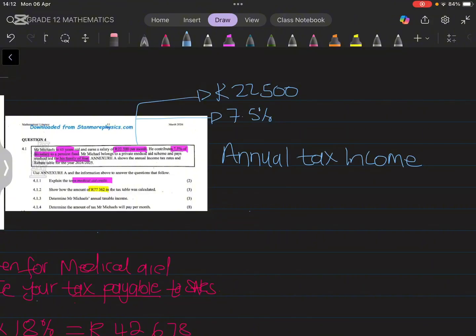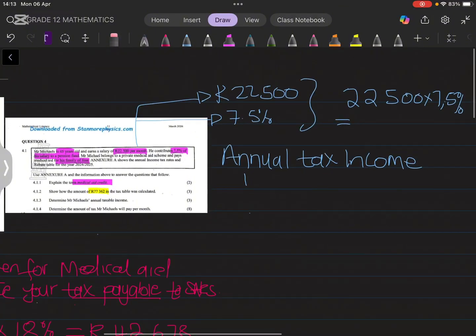Now the first thing we're going to do, based on this amount of money which he is getting, we want to take out that 7.5% which he contributes towards his pension fund, because that is not subject to tax. He contributes it every month. So now let's see. Then we're going to have 22,500 multiplied by 7.5%. So now what are we going to get?